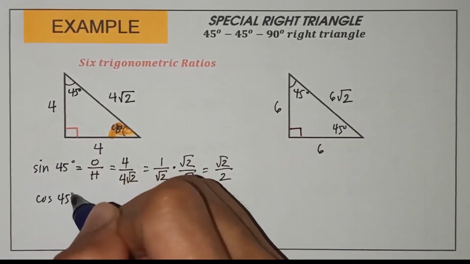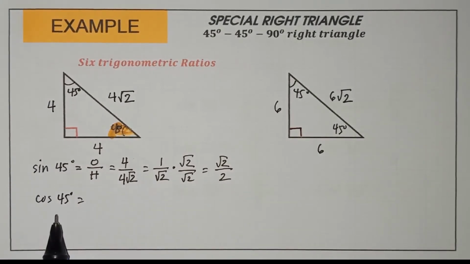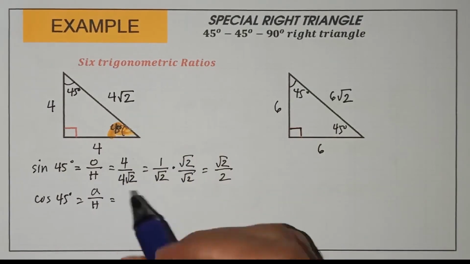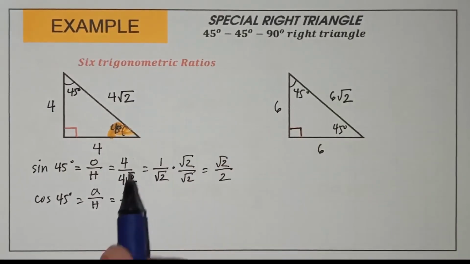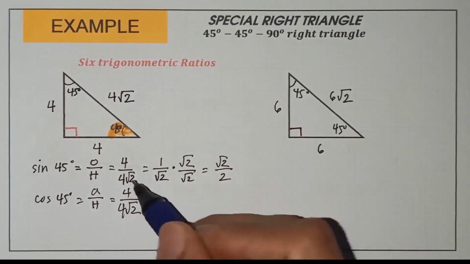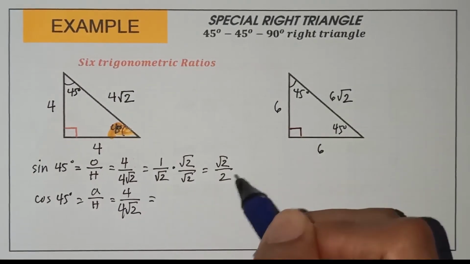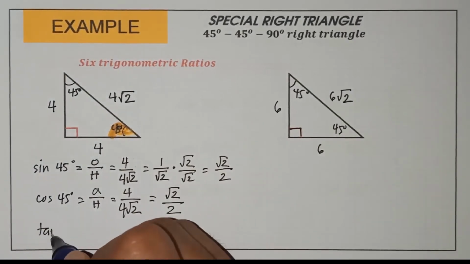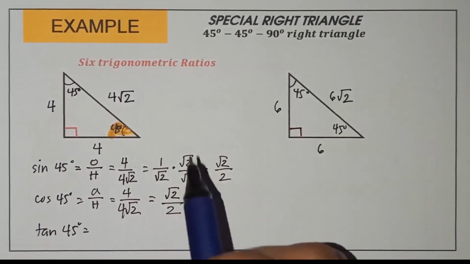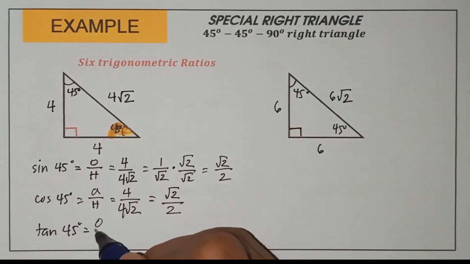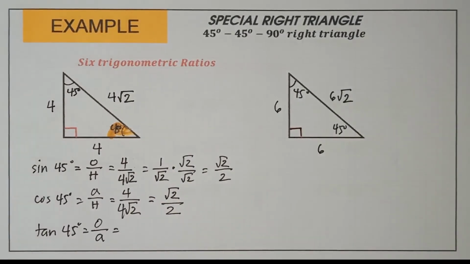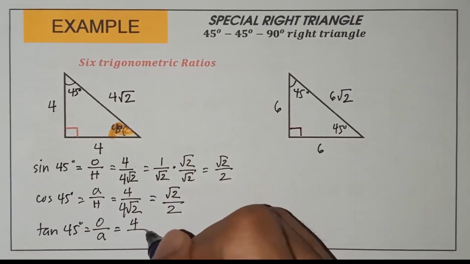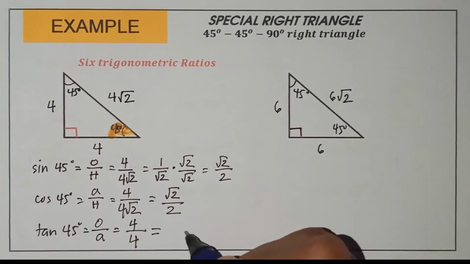As we get cos 45, the ratio for cos 45 is adjacent over hypotenuse. Adjacent is 4, and hypotenuse here is 4 square root of 2. So the two are similar, so automatically the final answer here is square root of 2 over 2. For tan 45, it is opposite over adjacent. The opposite here is 4, and the adjacent is 4. So the result is 1.